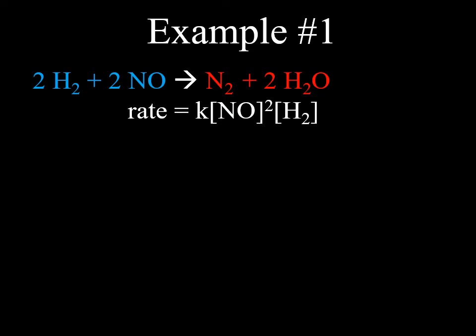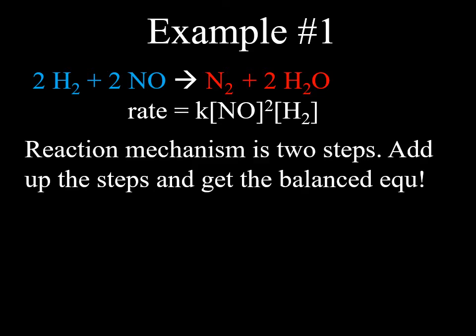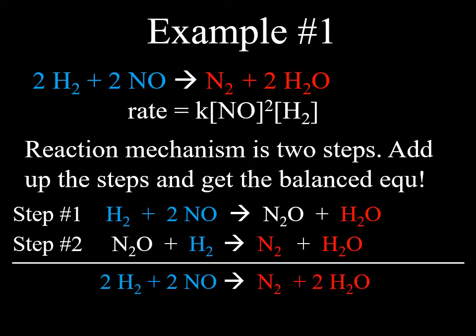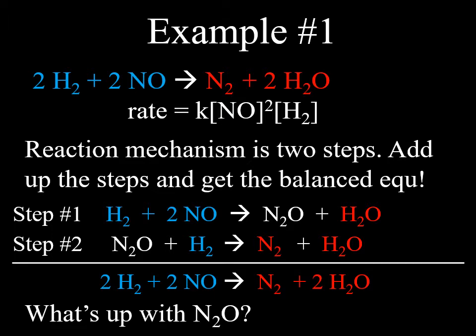So here's an example. Using the same balanced chemical equation, the same rate law I just showed you, let's say that someone has done the research to decide that the reaction mechanism occurs in two steps. There's the two steps. Let's add those up and we'll see that we get the balanced chemical equation, the overall equation. So add them together, you get this. I color-coded it so that you could easily see what's canceling out between those two steps. So it's the N2O that cancels out.